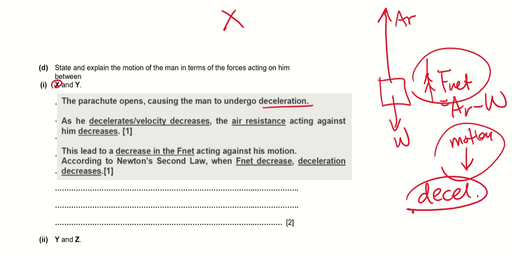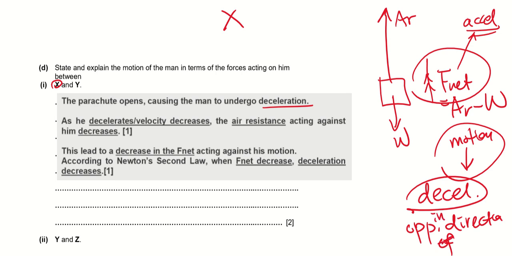Why will he decelerate? Because as long as there's F net, you think of acceleration, right? As long as there's F net, there's acceleration. But why did it become deceleration? Because it's in the opposite direction as motion. Opposite direction of motion.